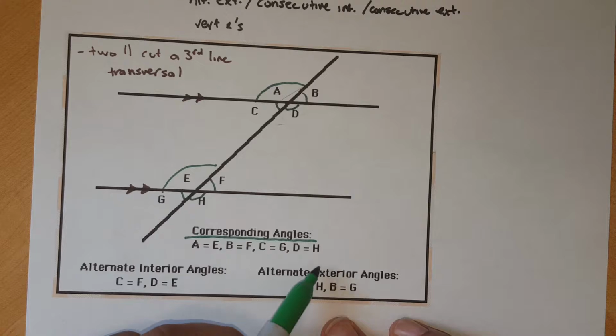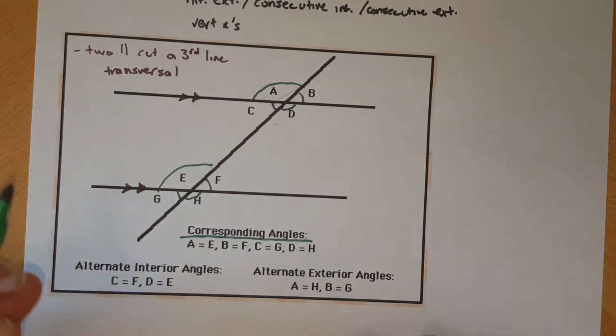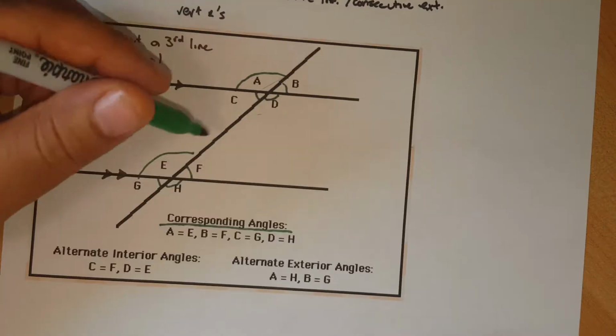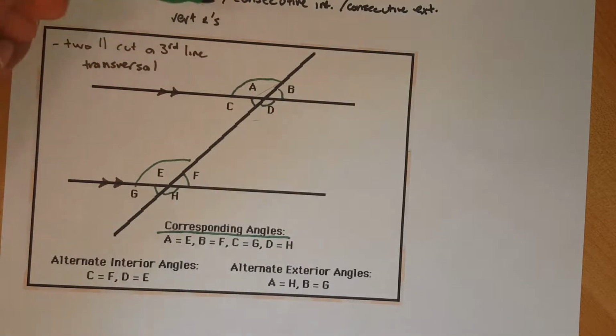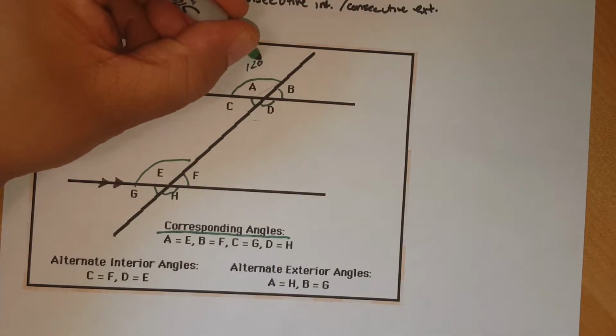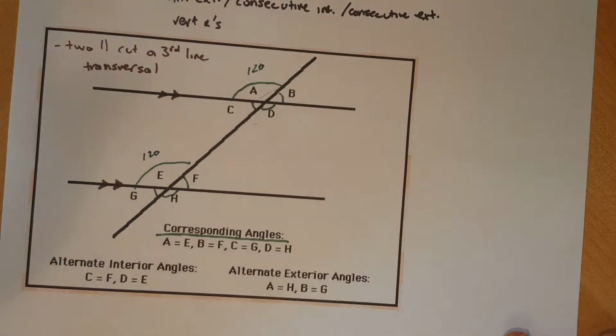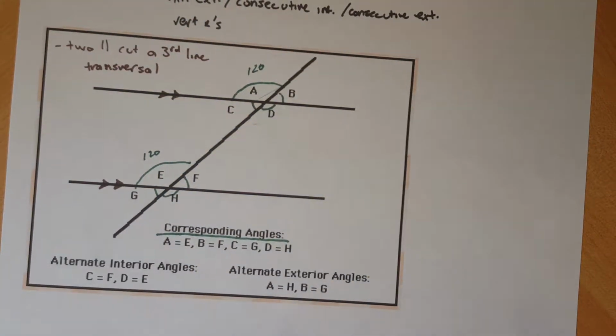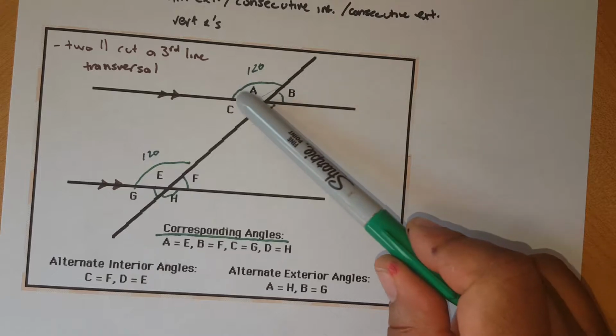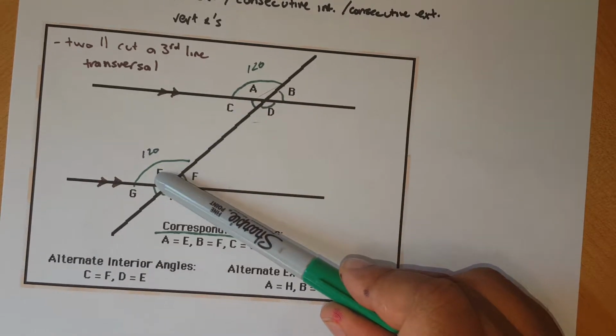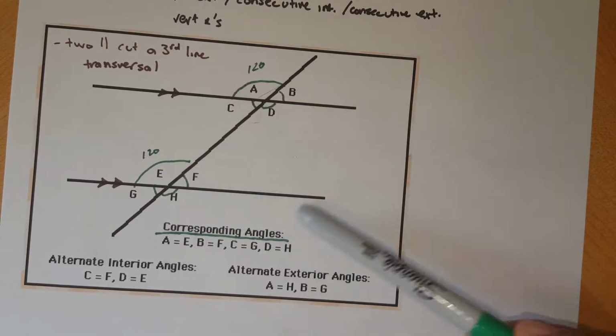And we'll see those relationships right here. So when we say they're equal, we mean they're literally equal to each other. That means if A is 120, then E is 120. Okay? It's just that basic. So again, corresponding just means same location, just in a different area.